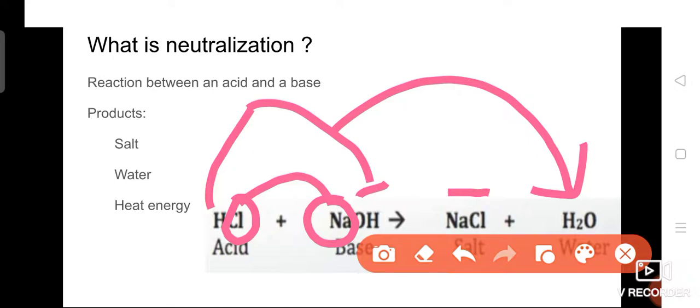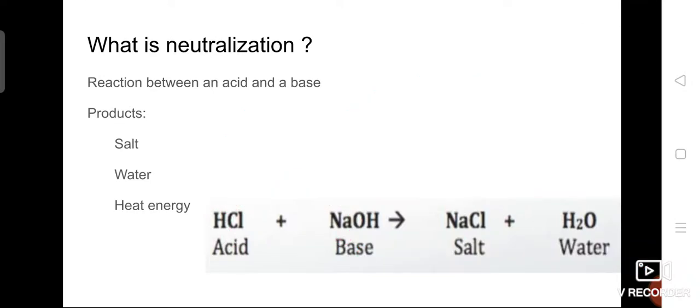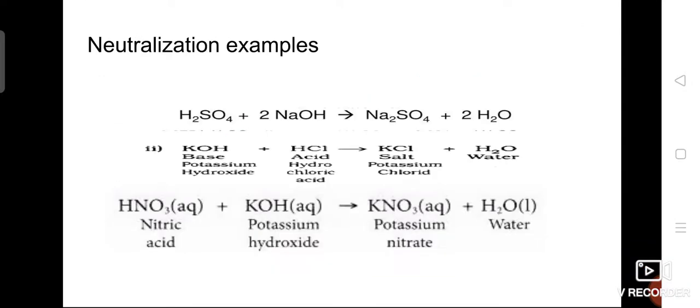salt, is formed. That is nothing but sodium chloride, otherwise we call common salt. Along with that, water is formed. Have you all clear with this? So this is one example of a neutralization reaction, and the salt formed here, NaCl, is nothing but the common salt. So this type of reaction is known as a neutralization reaction.